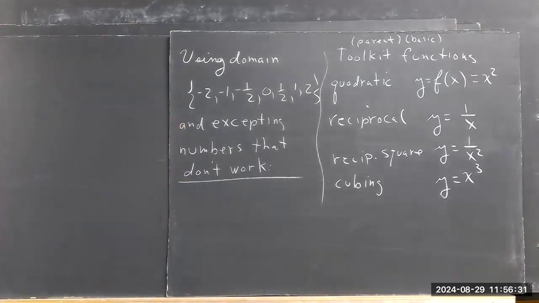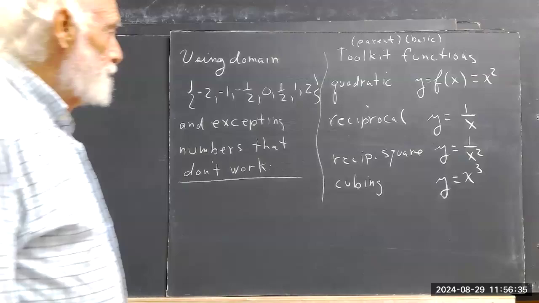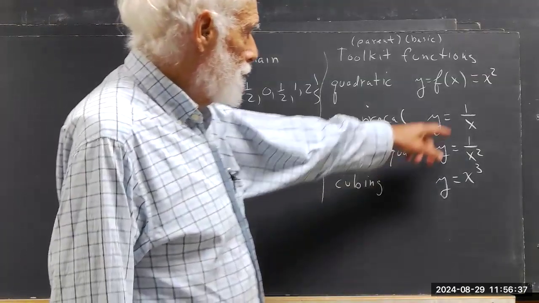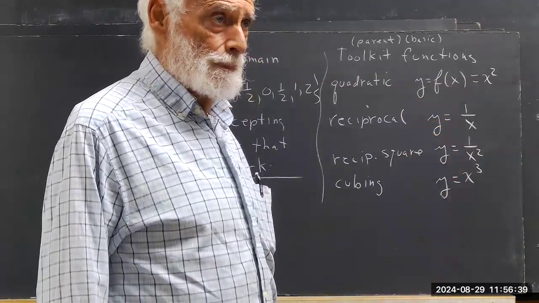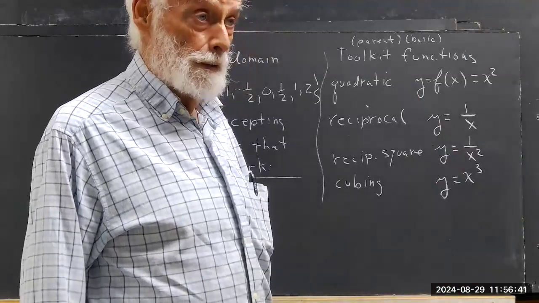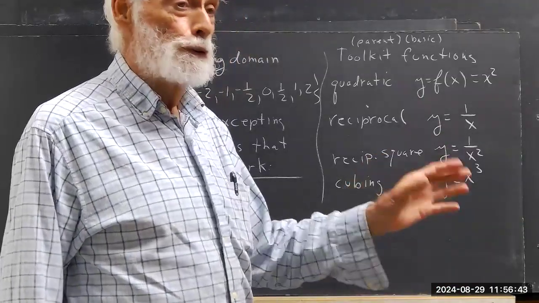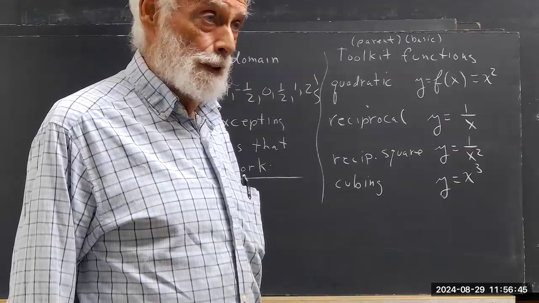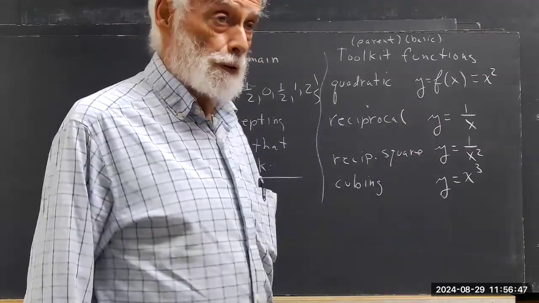This domain is accepting numbers that don't work, and we'll see what I mean. Like, what's 1/0? Well, you should know that that's undefined. It's a DNE, does not exist. Okay, and there's a reason why 1/0 doesn't exist.